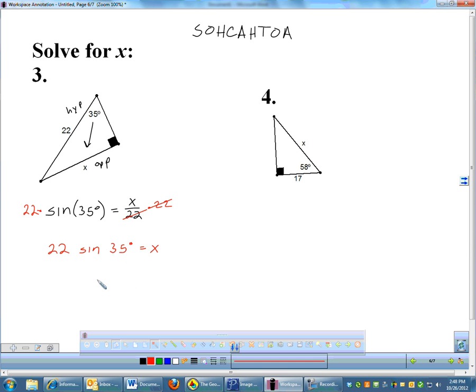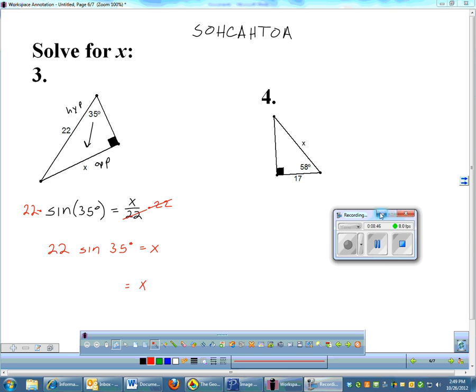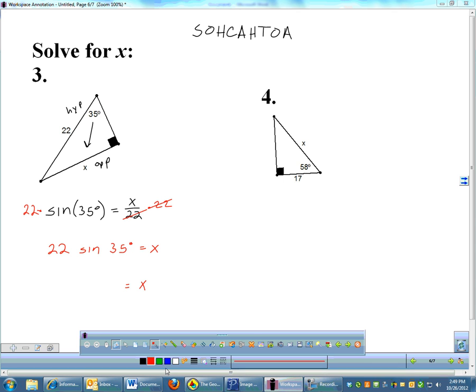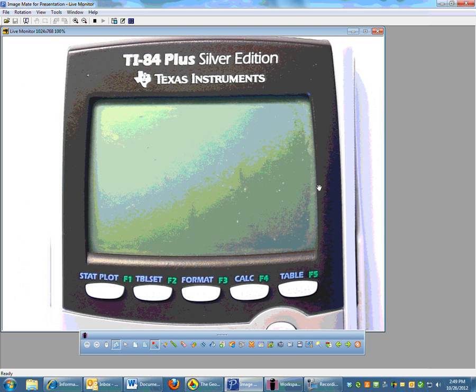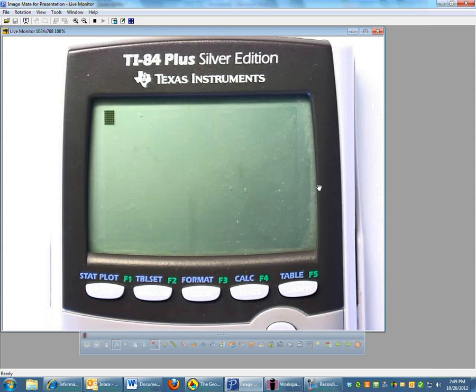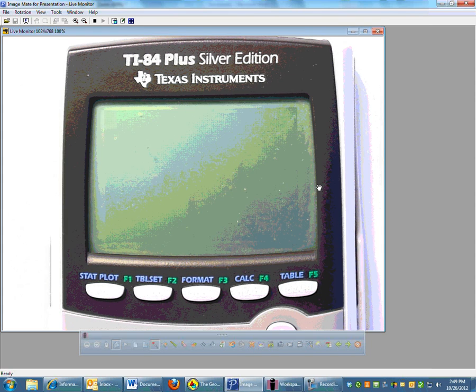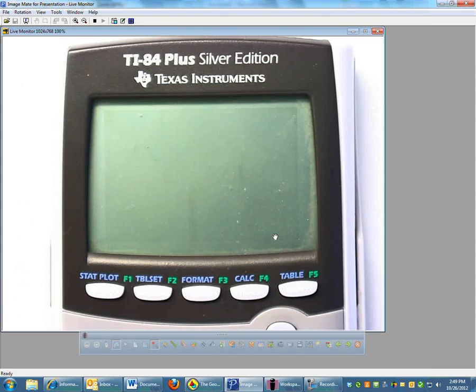And here's where we dive into the calculator. We will just throw this in the calculator, and there are a couple of things that you need to be aware of. I'm going to show you here. Let's see, where am I? There it is. So looking at our calculator, I'm using the TI-84 here. Let me turn it on. And we're going to punch in 22 sine of 35 to get this answer.